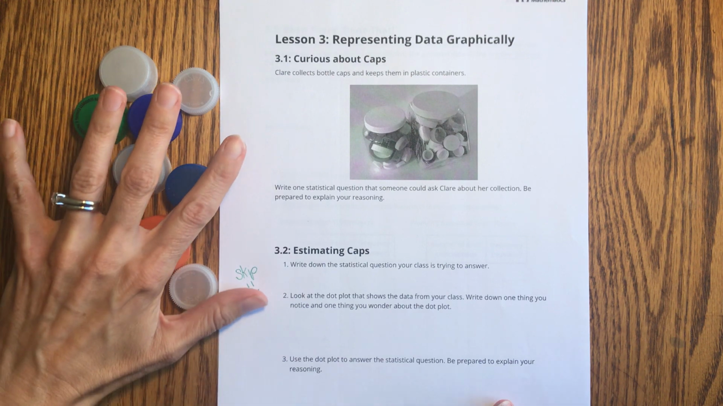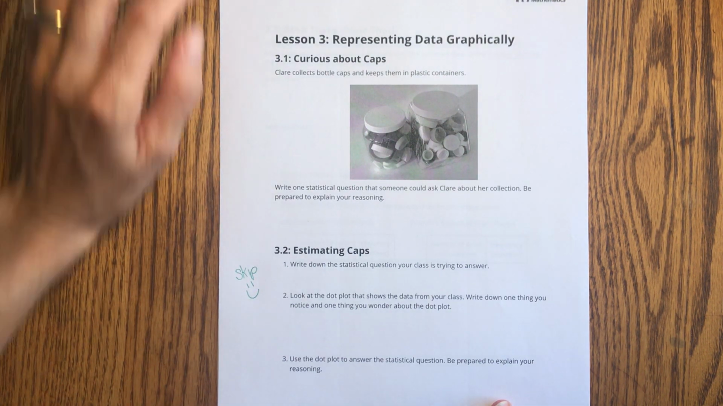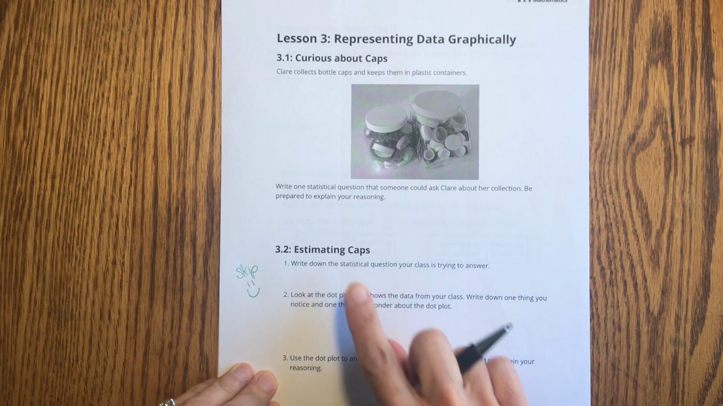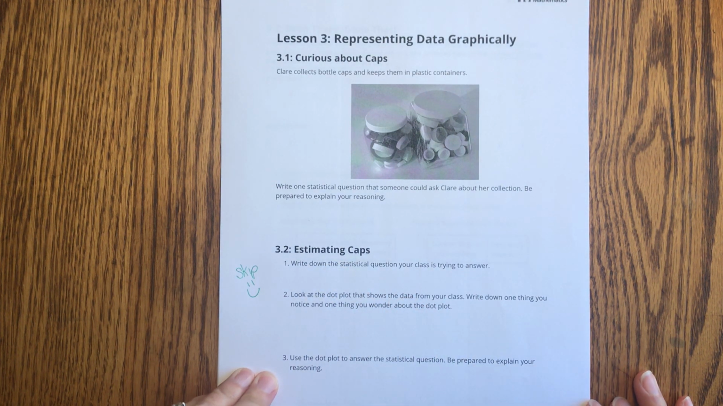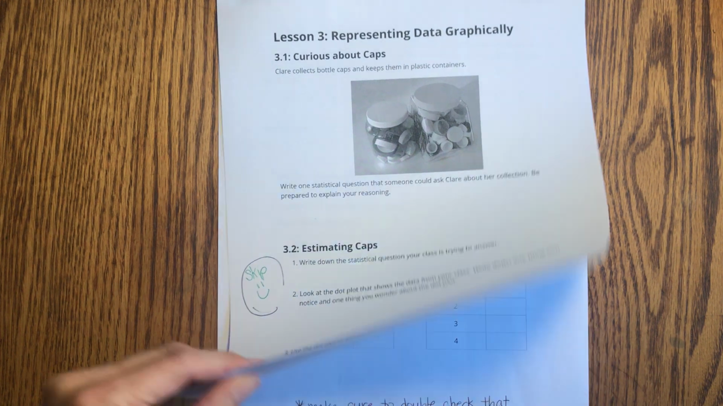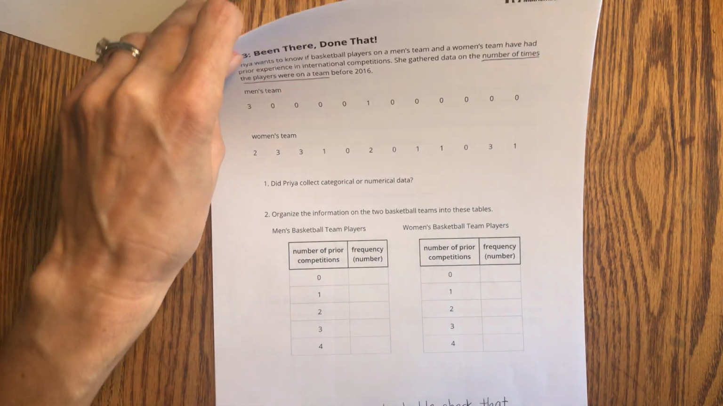Okay? All right, so I'm going to push those caps off to the side, and now we're looking at this part here with estimating. I'm going to skip that for now. So we're skipping 3.2. That would be something that we would do in class together.